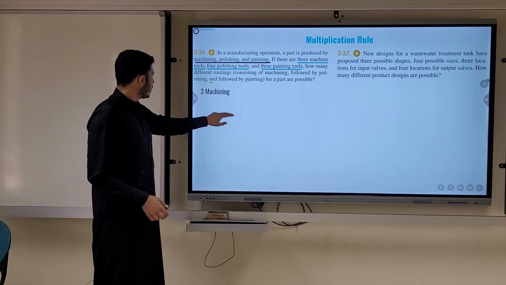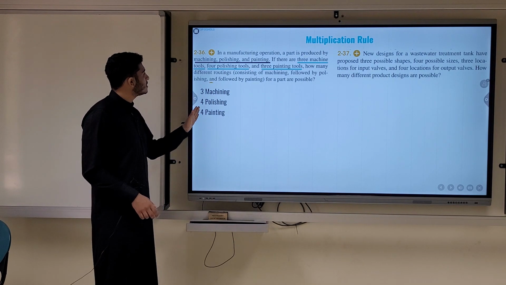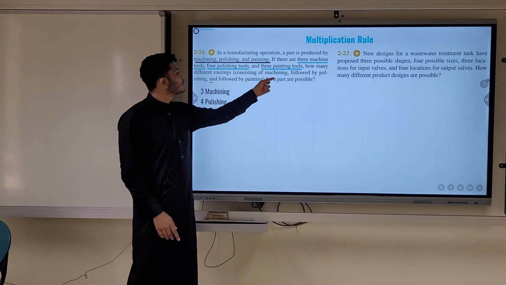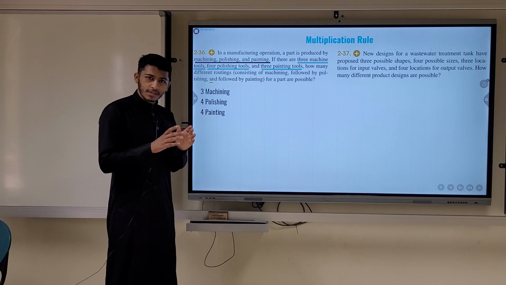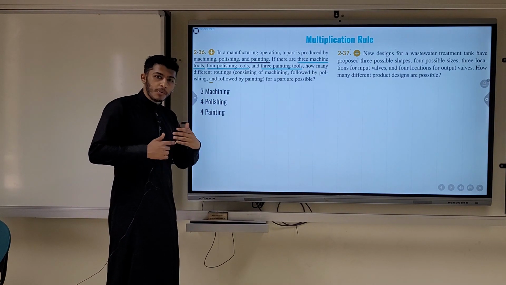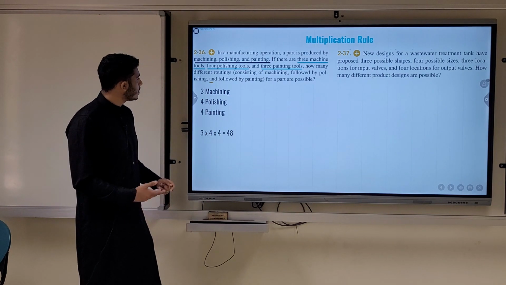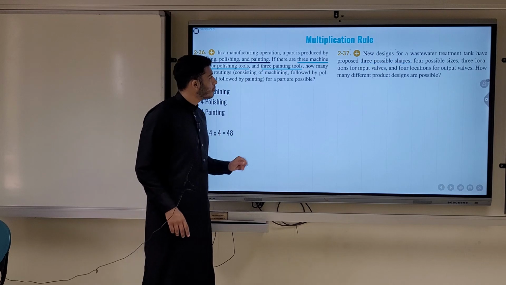So if we write them here, we can see clearly that we will use the multiplication rule to find the number of possible routings, because we have steps, and at each step we have a number of options. So we multiply them together and we get this number, the number of possible routes a part can take. Let's go to the other question.